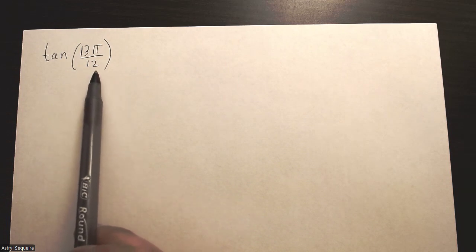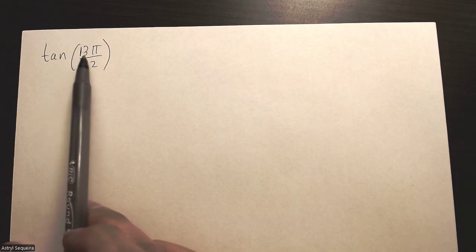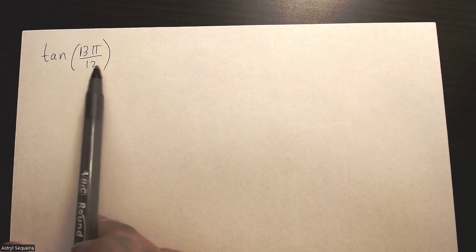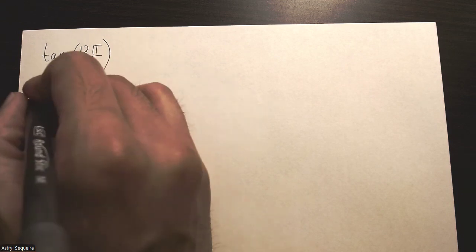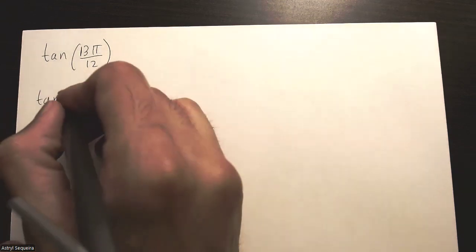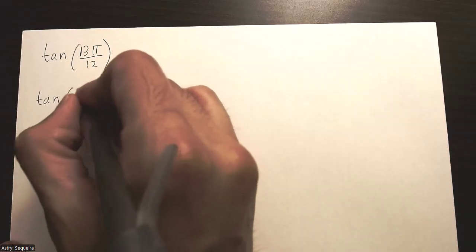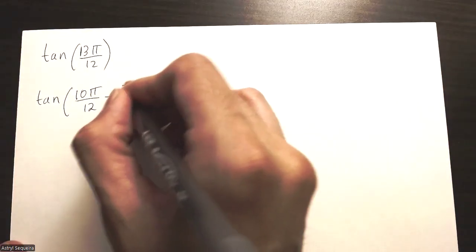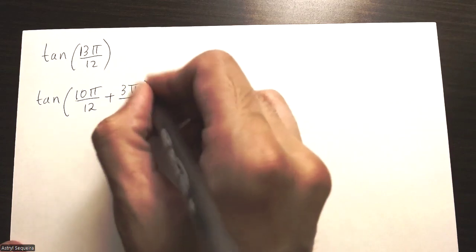Now, the way to do that is to use our compound angle equations, either addition or subtraction. You want to think of two numbers that add or subtract to 13, and both those numbers can simplify with 12. So I know that 10 plus 3 is 13, and both 10 and 3 can simplify with 12. So I'm going to split this up into tan 10 pi over 12 plus 3 pi over 12.